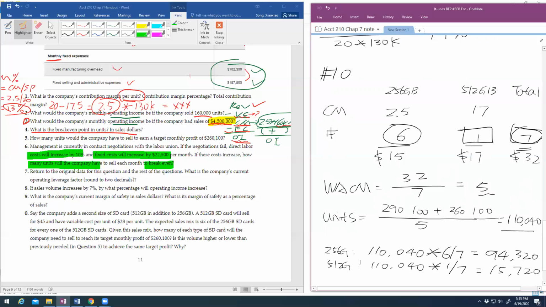Okay, so that's basically all. The question still asks whether the volume is higher or lower than the previous number needed, and why. I put my solution on the blackboard. I'm not going to ask you this question in the exam, so don't worry about that. For the sales mix, just know how to get the numbers.